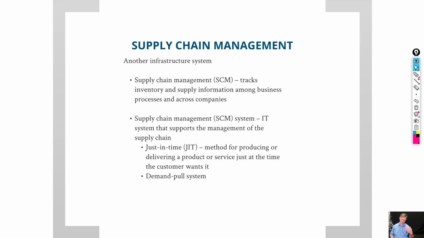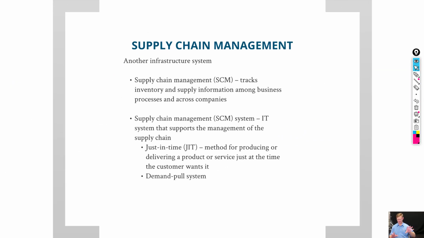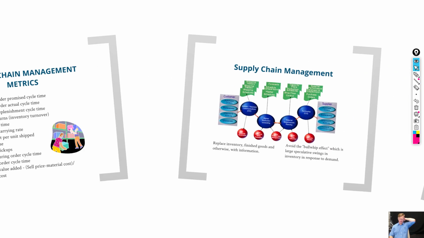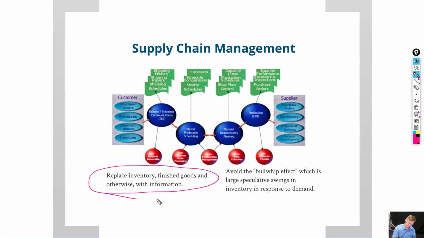And you coordinate among logistics providers, you coordinate among storage providers, you coordinate with your suppliers, and again, you create what's called a demand pull system. We're pulling the orders, or we're pulling the purchasing through the system by virtue of the orders that we're receiving from customers. So again, the goal in supply chain management is to replace that inventory, finished goods, work in process, and otherwise with information. We want to avoid speculative swings in inventory. And this is what happens in a supply chain. The further away a company is from a supplier or from a customer.